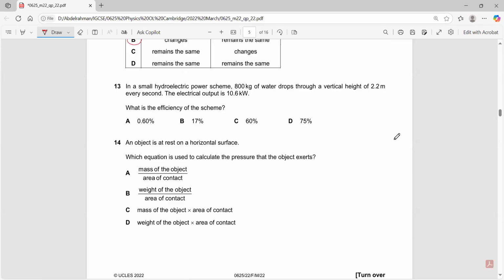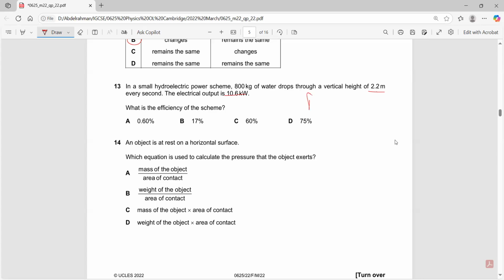In a small hydroelectric power scheme, 800 kilograms of water drops through a vertical height of 2.2 meters every second. The electrical output is 10.6 kilowatts. What is the efficiency of the scheme? Okay, so now you have 10.6 kilowatts, which is the output. Can I find the total input? 800 kilograms, height 2.2, every second.